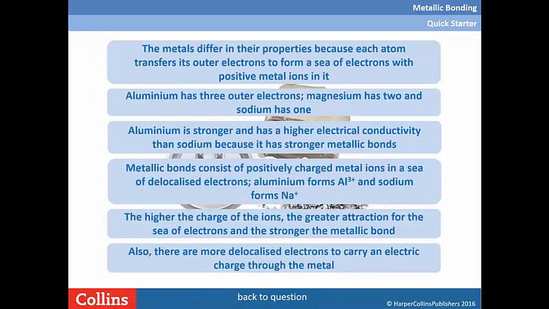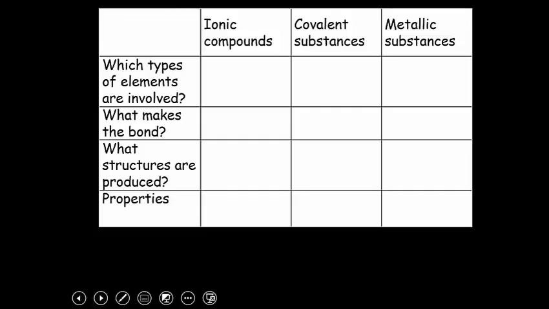So, why different properties? Well, the materials differ in their properties because each atom transfers its outer electrons to form this sea of electrons with the positive ions in it. But aluminium has 3 outer electrons, magnesium has 2, and sodium only has 1. So that means aluminium is stronger and has a higher electrical conductivity than sodium because it's got stronger metallic bonds. The metallic bonds consist of positively charged metal ions in a sea of delocalized electrons. Aluminium forms aluminium 3 plus ions, whereas sodium only forms sodium plus.